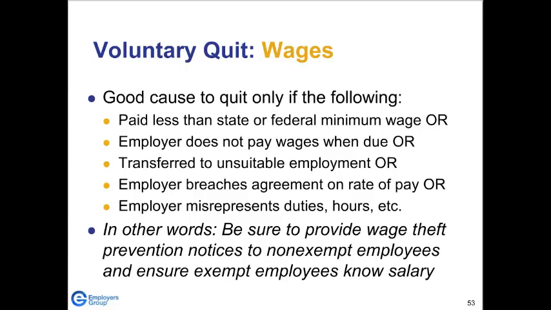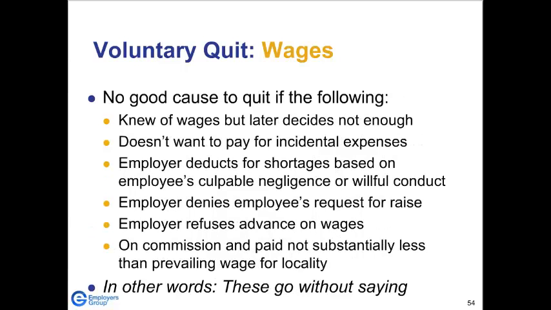The employer denies the employee's request for a raise. Just because the employee thought they were ready for a raise and didn't get it does not mean that that's voluntary quit for cause. The employer refuses advances on wages, which you're not required to do and we don't recommend doing ever. And then finally, on commissions and paid not substantially less than prevailing wage rate for the locality. I think these go without saying, so I won't go into depth, obviously, in terms of trying to summarize them.